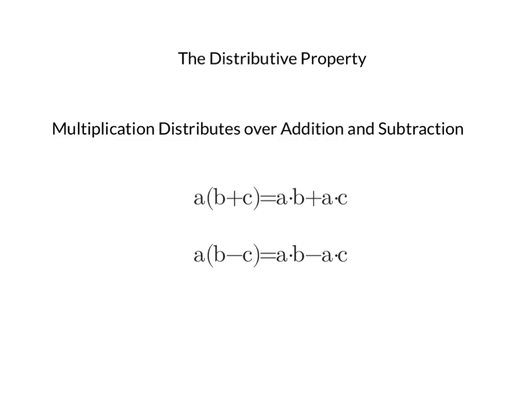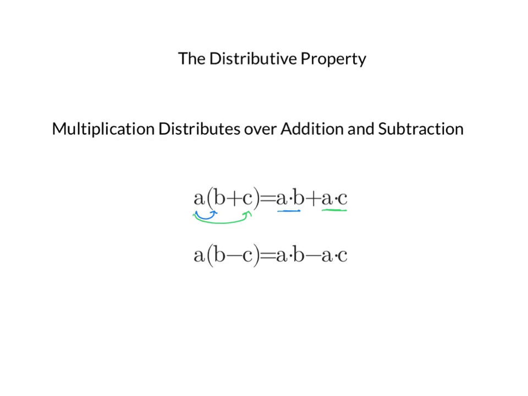The distributive property says that multiplication distributes over addition and subtraction. So what this means is that we want to multiply everything inside the parentheses, each term, by what is outside the parentheses. If we look at this, we have a times (b plus c). To get rid of the parentheses, we're going to multiply a times b to get us ab. We are going to multiply a times c to give us ac.